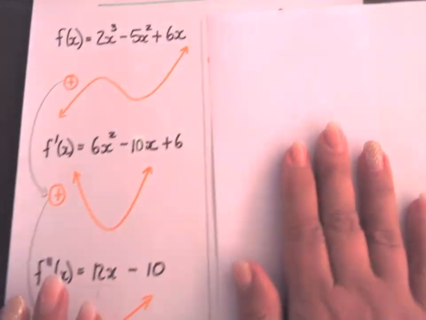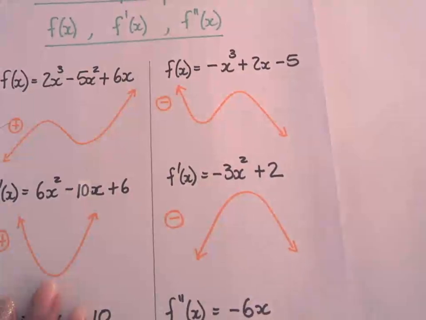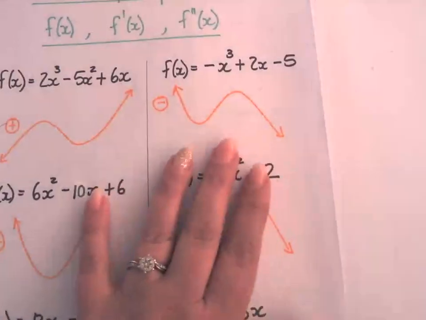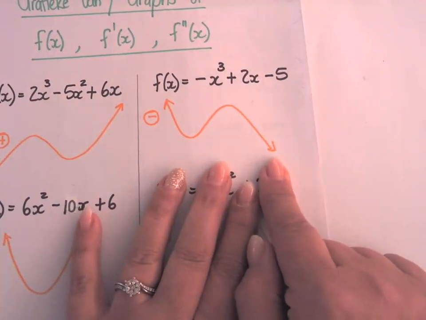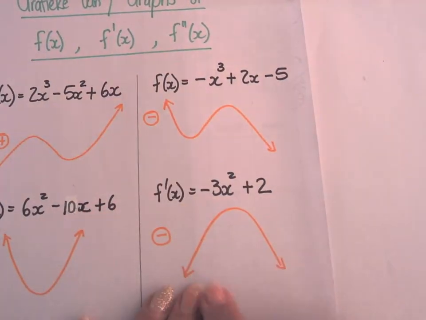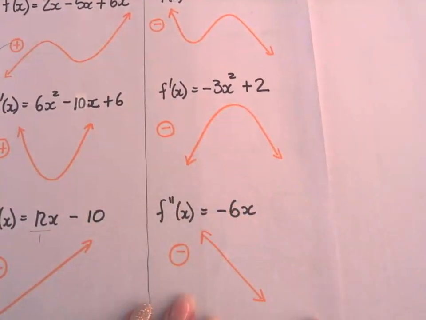The same goes for negative. Are you with me? The negative cubic function, if you differentiate that, you get a negative parabola. If you differentiate that, you'll get a negative straight line. Okay.